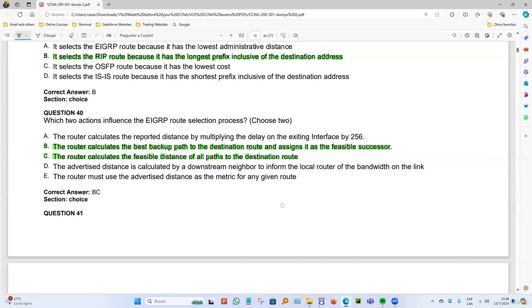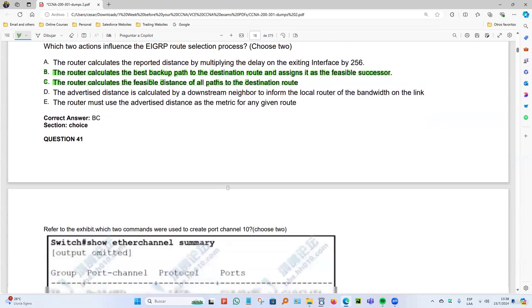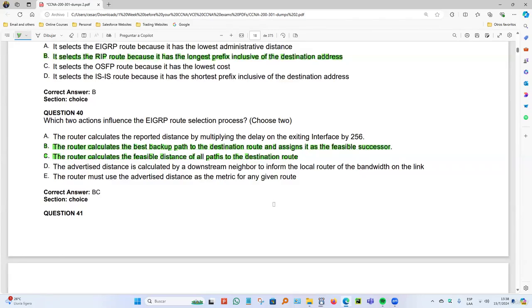It works along with the calculation of the best backup path to the destination route, and it assigns it as the feasible successor. And the second function it performs is that the router calculates the feasible distance of all paths to the destination route. I think we are done. We did a great job.